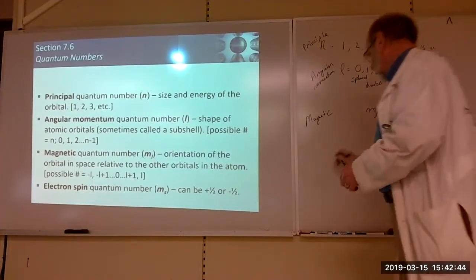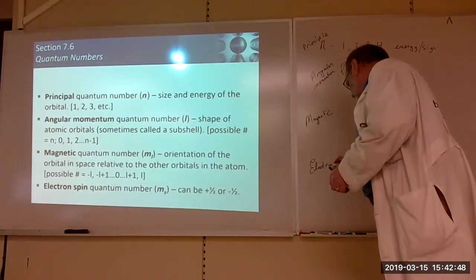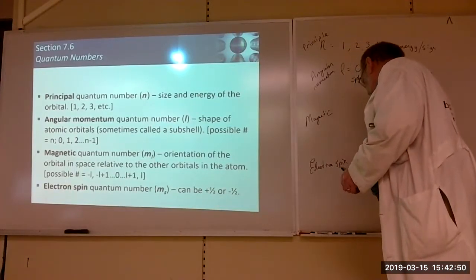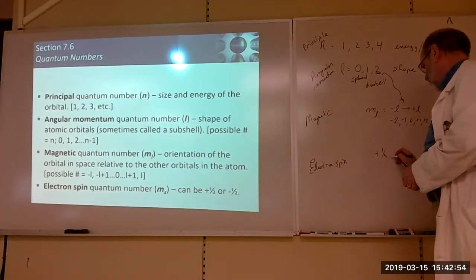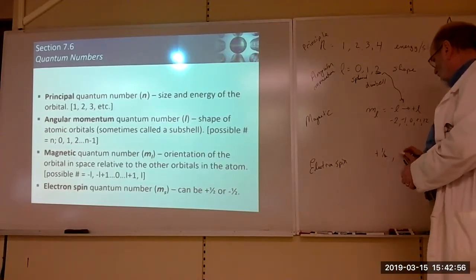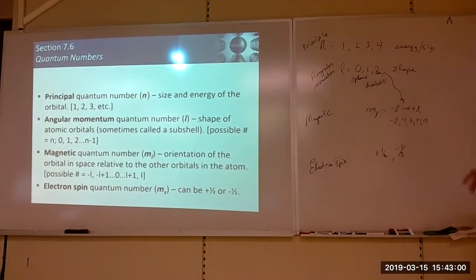And then the last one is the easy one, the electron spin. This one is either plus a half or minus a half. That's it. At each one of these levels, you can have a plus a half or a minus a half. Each one. So those are the four quantum numbers.